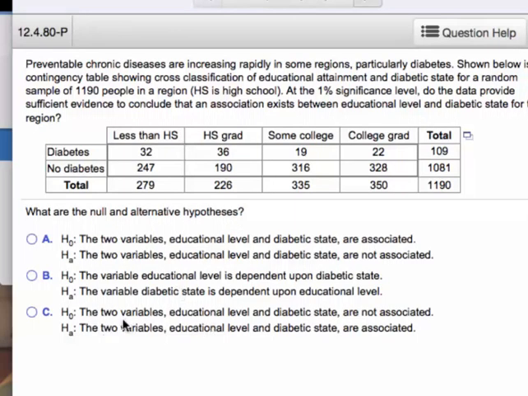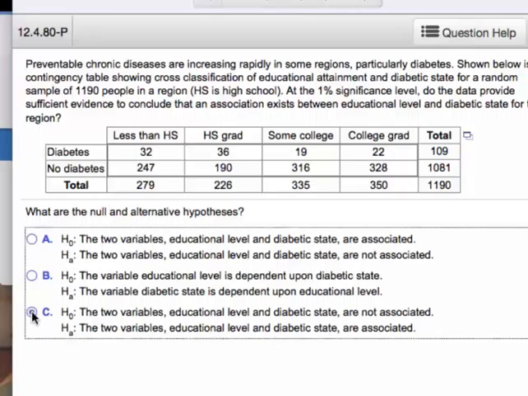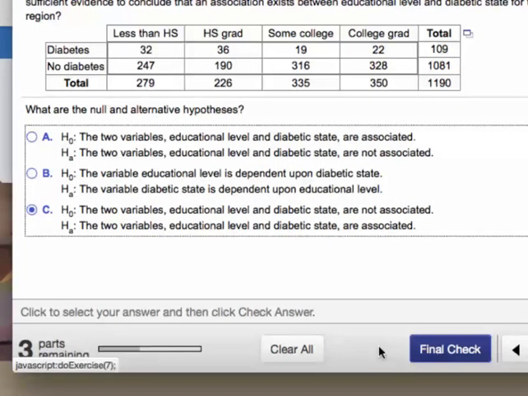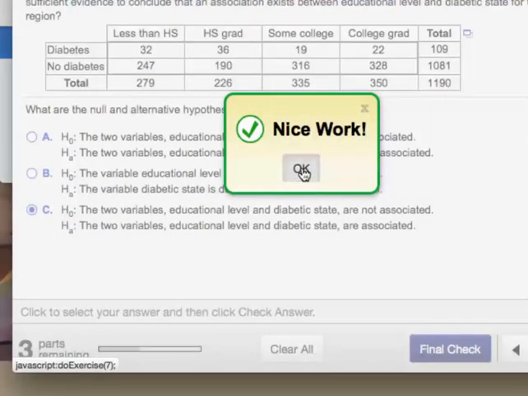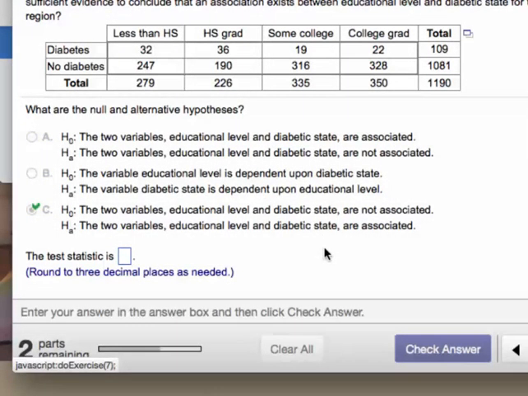So I think that's C. The two variables are not associated. The two variables are associated. I think that's C. Oh, so it was because you just get one shot at a multiple choice. Is that right? Oh, there's more to it.